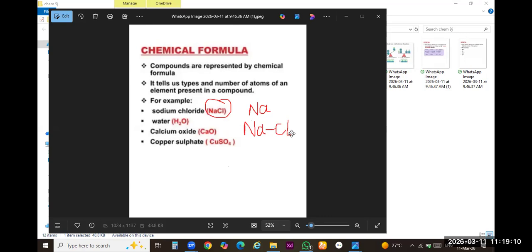Whenever these elements combine with each other, they will make a molecule or a compound, right? So, first of all, you should know about this concept, how to write the chemical formula. The first step to write the chemical formula, class 9, just 1 minute.